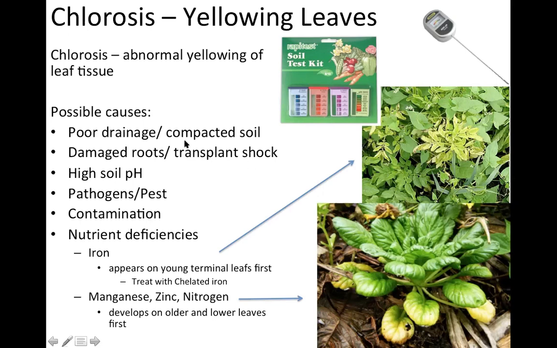So that's a very common one. Another one is damaged roots and stuff, like if something happened, like a kid just dug up a plant. Check that out. Like pH. If you haven't done a pH test, you can get these little pH tests at Home Depot, and you can see if it's too acidic or too alkaline. It can turn yellow. Pathogens, pests, contaminations, things like that.